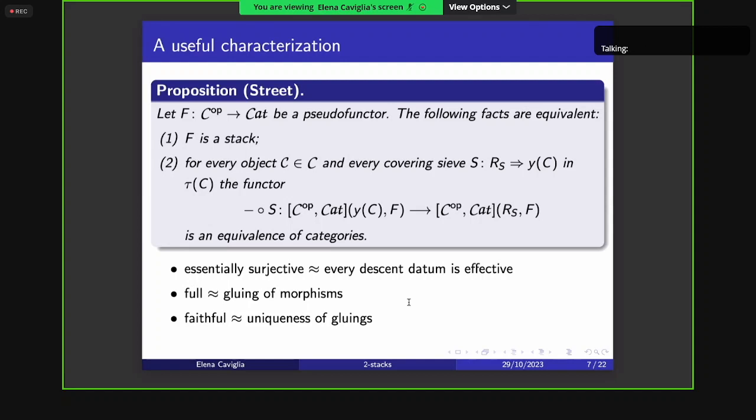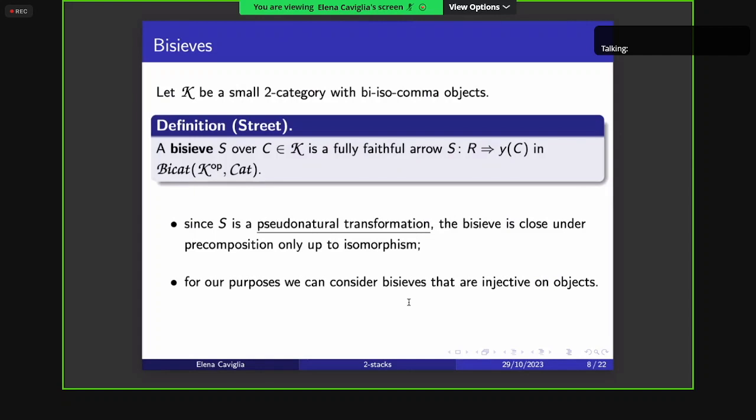And now we want to use this to generalize the notion of stack one dimension higher. But before, we need to introduce all the data that we need. So we consider K a small 2-category with bi-isocomma objects. And I have to say that everything could be done for a bicategory instead. The reason why I didn't do it for a bicategory is that you get even more complicated diagrams and you have more isomorphisms to take care of. But of course, every bicategory is equivalent to a 2-category. And so we are lucky in this sense.